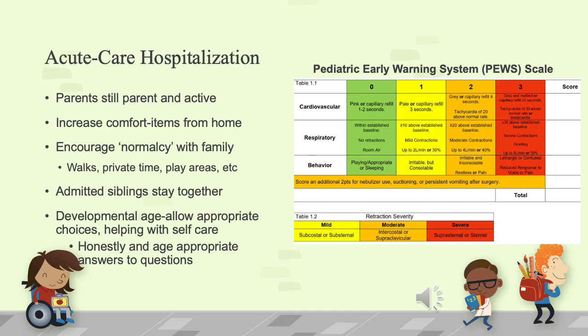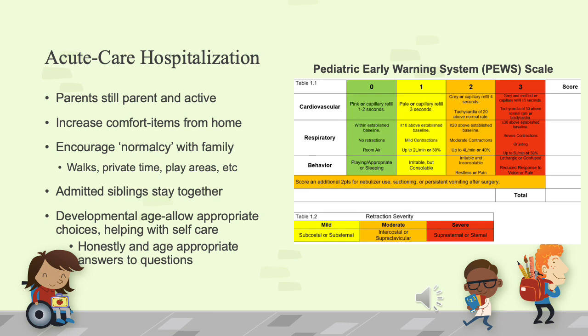Parents still should be active participants in the child's care and activities of daily living when hospitalized. The nurse can increase the comfort of a hospitalized child by allowing and encouraging items from home to be brought in, such as blankets. Ideally, the nurse would want to encourage normalcy within the family, and this can be done in simple measures such as allowing them to go on walks, as long as it's medically appropriate, off the unit to maybe the cafeteria and have some alone family time, to have private time within the room itself.